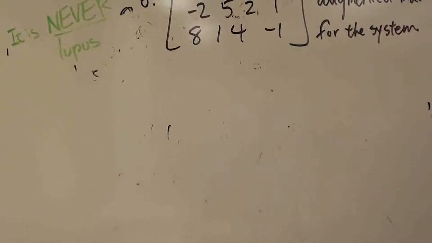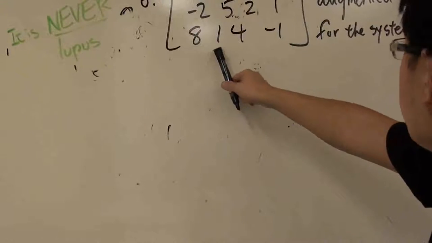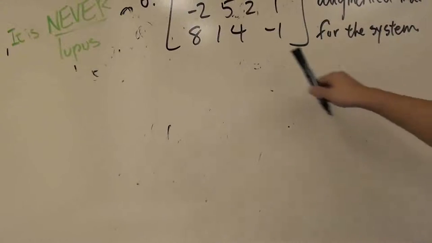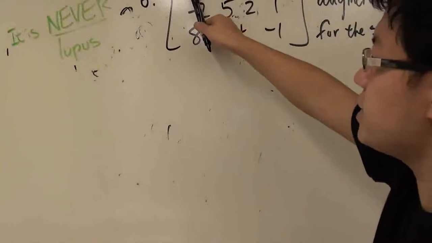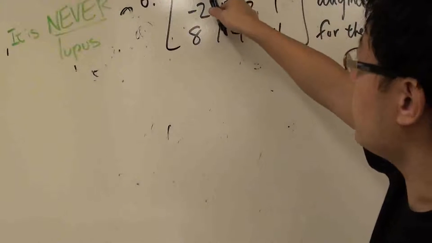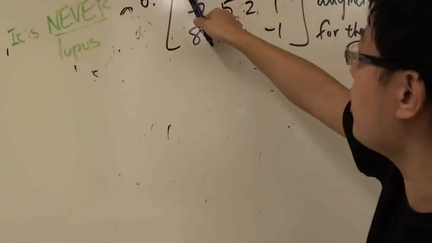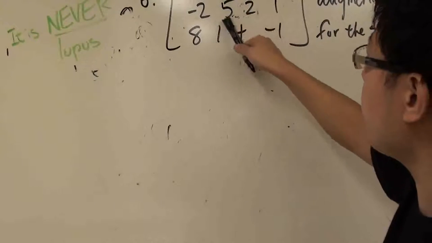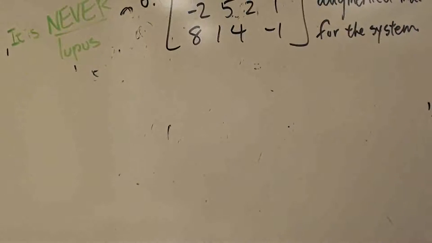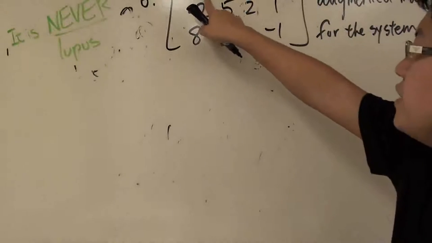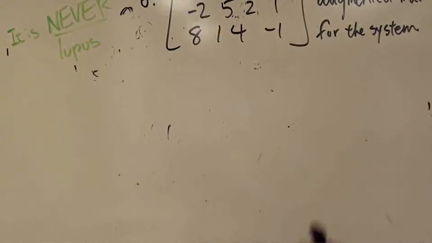What was the requirement for an echelon form? All zero rows should be at the bottom, and the nonzero rows should each have a leading coefficient or leading entry. Let's say this one is the farthest to the left, then the next one should be to the right, and so forth. And the third one was that all leading coefficients must have zeros below them. So that's what we're trying to do.